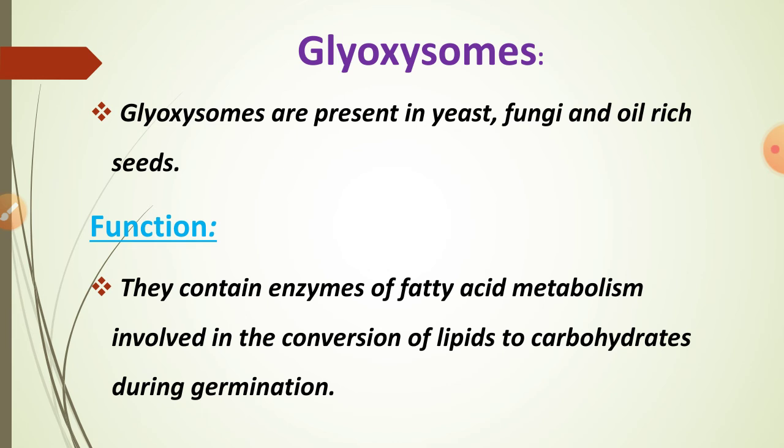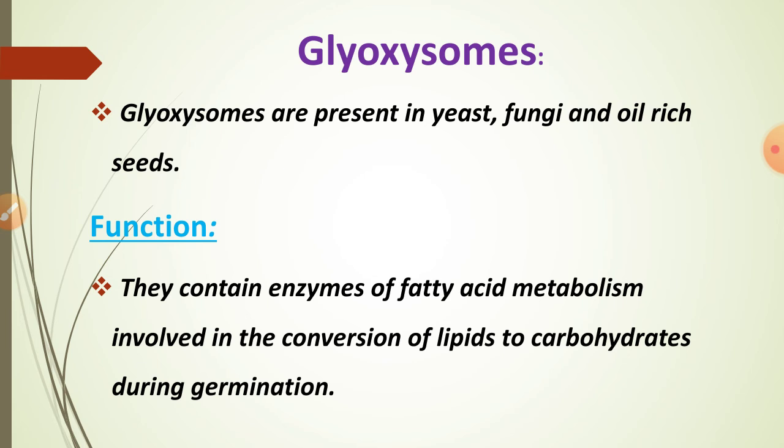What are the oil-rich seeds? Groundnut, coconut, all nut items. Then function: it is helpful in seed germination. Energy is needed during seed germination, so conversion of lipid to carbohydrate takes place during germination. Actually, lipids have more energy when compared to carbohydrates, but here lipids are converted into carbohydrates. Why? Because carbohydrate is easily digested and converts to energy fast. So lipids are converted into carbohydrate.